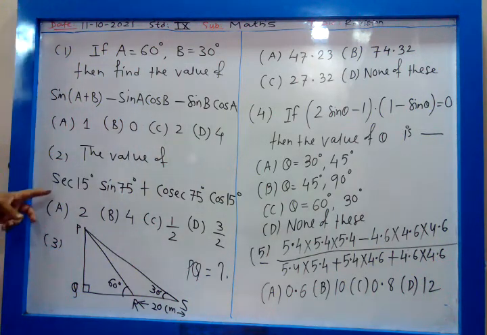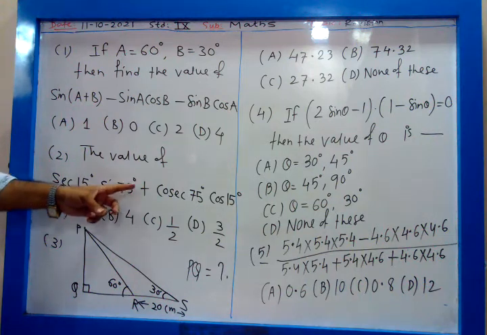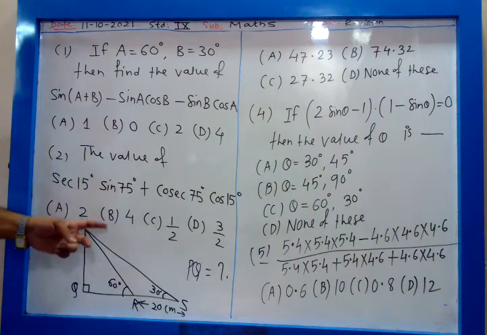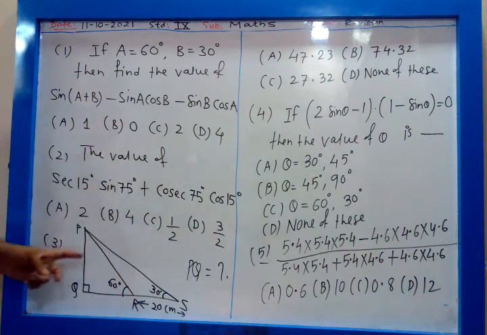Second question, the value of sec 15 degree into sin 75 degree plus cosec 75 degree into cos 15 degree. Option A 2, B 4, C 1 by 2, D 3 by 2.